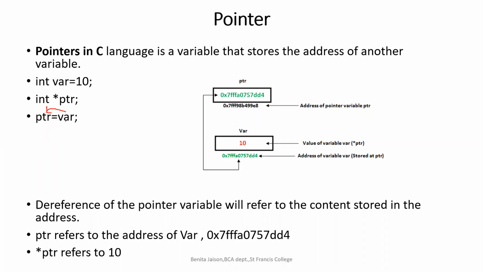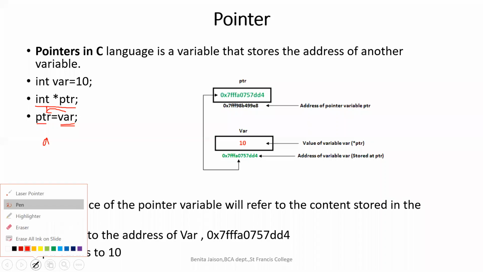Here we are just assigning. If you are using another variable, a equal to var, it will copy 10. But as PTR is an integer pointer variable, it will be taking the address of the variable called var. Understood? Now, how to declare?